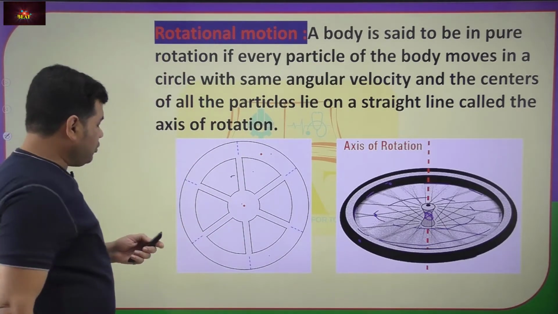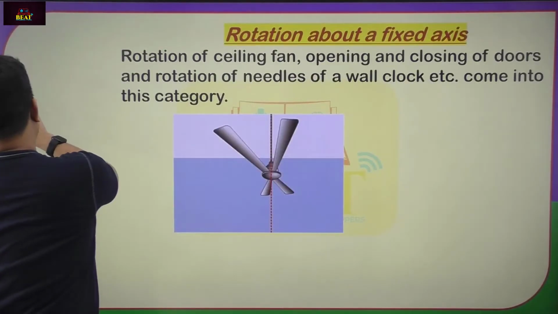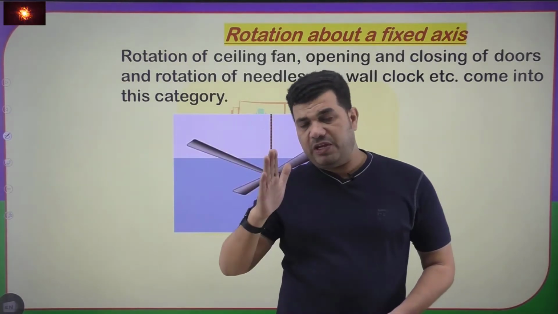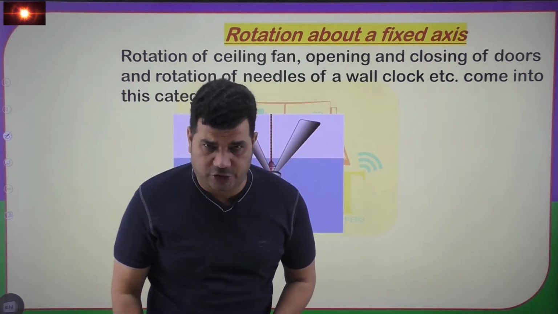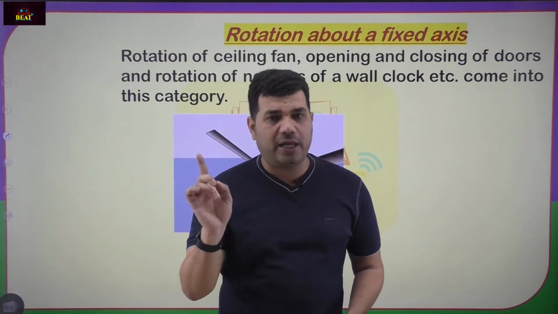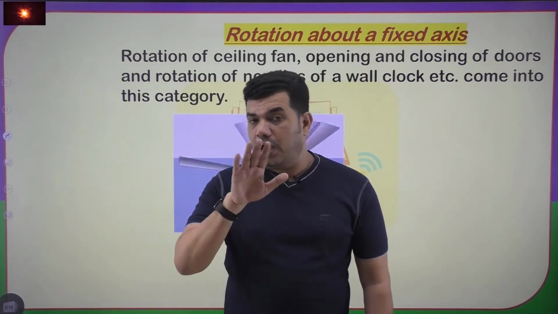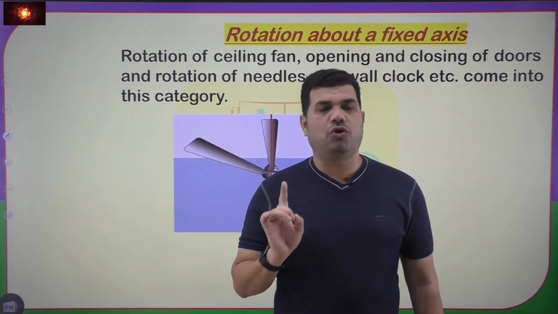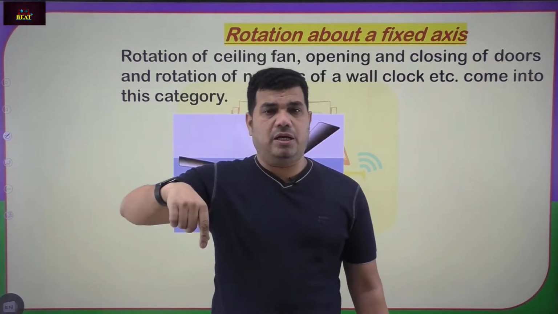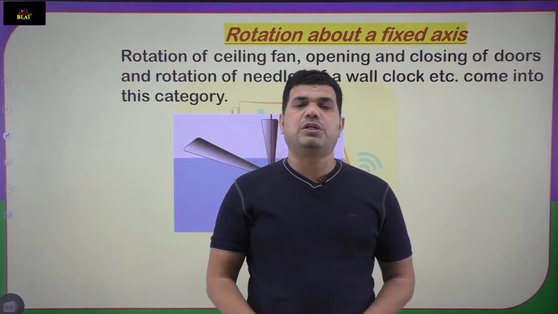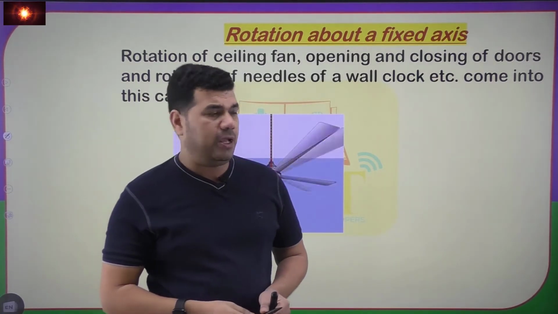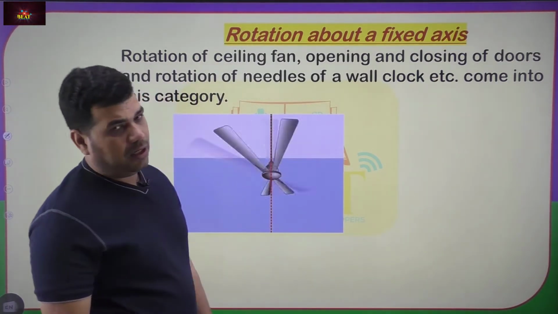The rotational motion, and after that we have rotation about a fixed axis, right? So first we have to define what is actually the axis of rotation. Axis of rotation is a line about which the whole body is revolving, and if the particles on that body are moving on a circle, the line must be perpendicular to the plane of the circle. The axis of rotation must be perpendicular to that circle, right?